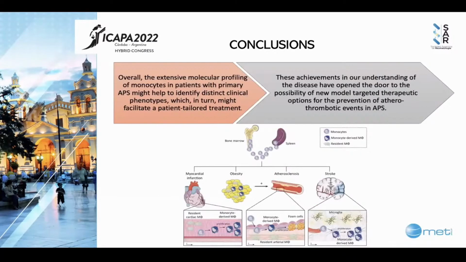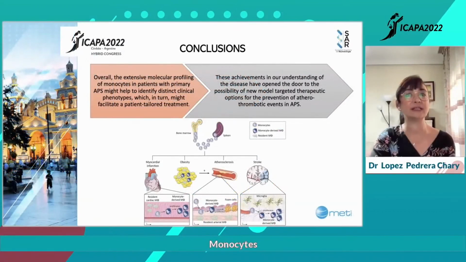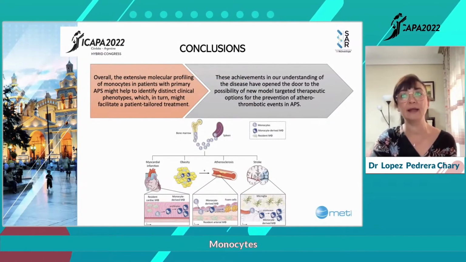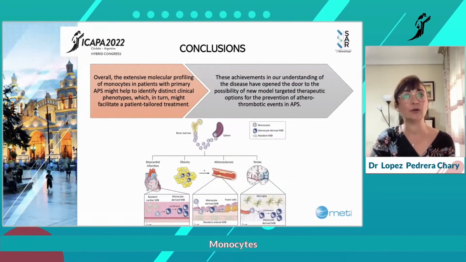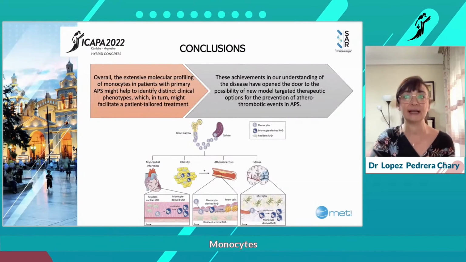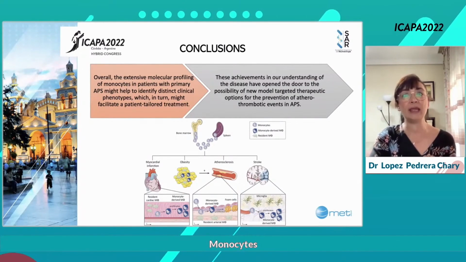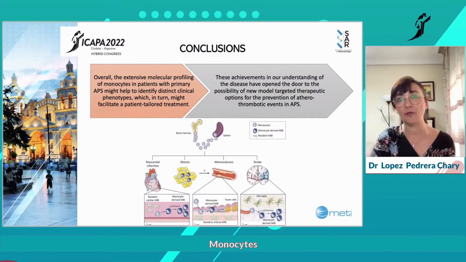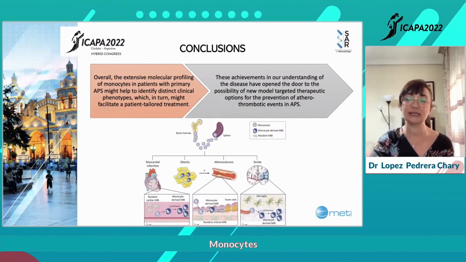Overall, all these studies suggested that the extensive molecular profiling of monocytes in patients with primary antiphospholipid syndrome might help to identify distinct clinical phenotypes, which in turn might facilitate patient-tailored treatment. Although further wider studies are required to definitively demonstrate the coordinated deregulation in APS patients' monocytes, and even when other molecular actors might influence these alterations, these achievements in our understanding of the disease have opened the door to the possibility of new model-targeted therapeutic options for the prevention of atherothrombotic events in APS patients.